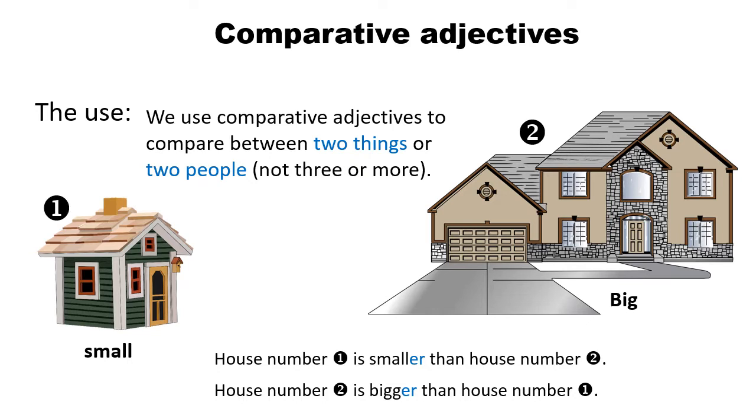So here, as you see, the two houses are totally different. One is big and one is small. So if I want to compare between them, I use comparative adjective. For example, the comparative adjective of small is smaller, and the comparative adjective of big is bigger. Let's move to the next.